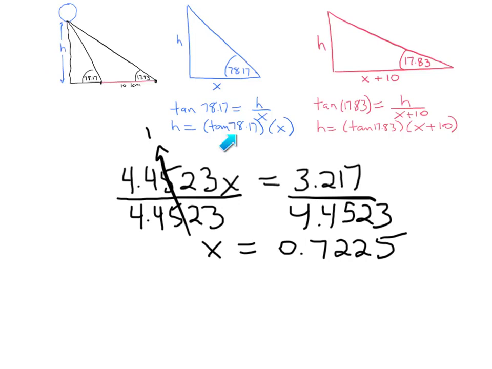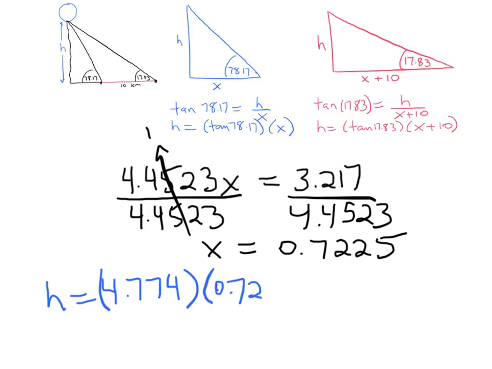Now finally, at this stage, we can actually determine h, the variable we've been looking for, since h is equal to the tan of 78.17 times x, and we now know what x is. So h is equal to the tan of 78.17, which we've determined earlier was a value of 4.774, times x, gives us a value for h of approximately 3.4.